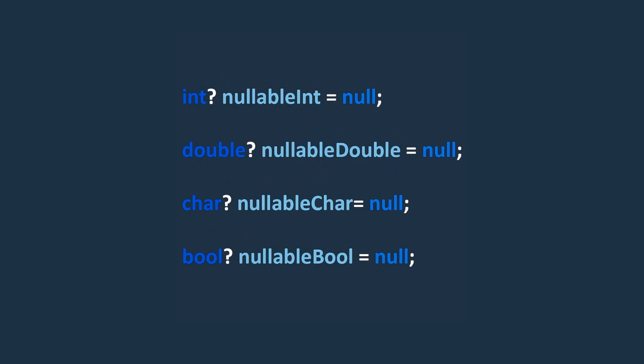Just like other simple types that we mentioned before, by appending a question mark after the bool type, we can make this variable nullable. Now, in addition to true and false, this variable is also capable of storing a null value.